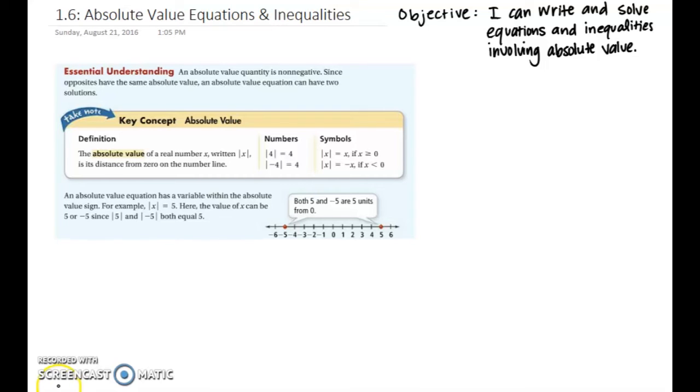Today we're going to be learning about absolute value equations and inequalities, section 1.6 from the Algebra 2 book. Our objective is that we can write and solve equations and inequalities involving absolute value. Now remember absolute value, when we use an absolute value symbol, our answer is going to be non-negative, which means 0 or a positive number.